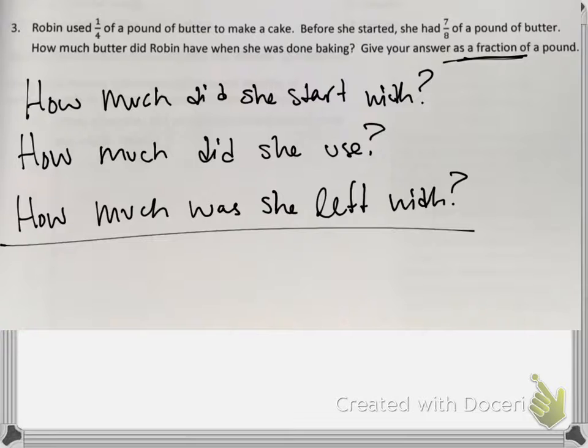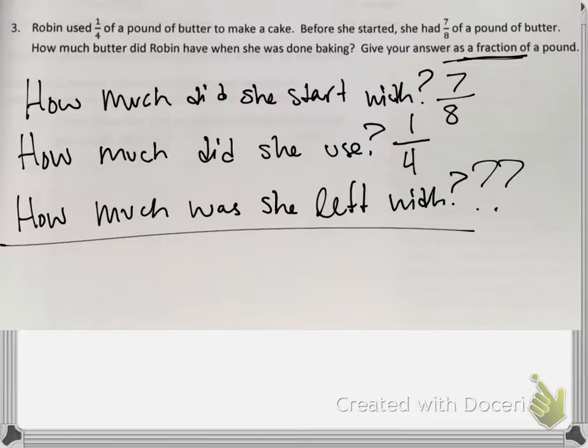So how much did she start with? Well, let's read the question. Robin used 1/4 of a pound of butter to make a cake. Before she started, she had 7/8 pound of butter. She started with 7/8. How much did she use? Robin used 1/4. So how much was she left with? That is the question.